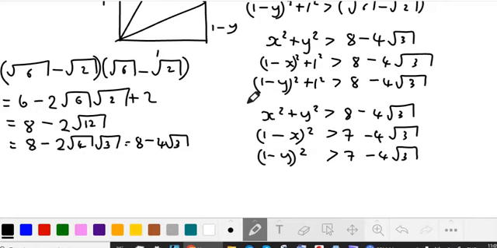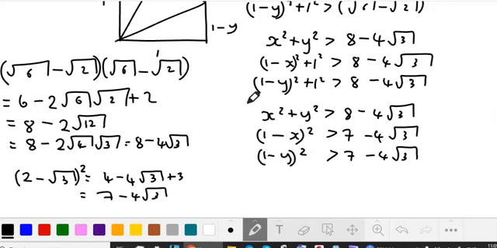Now, 2 minus root 3 squared is 4 minus 4 root 3 plus 3, which is 7 minus 4 root 3.